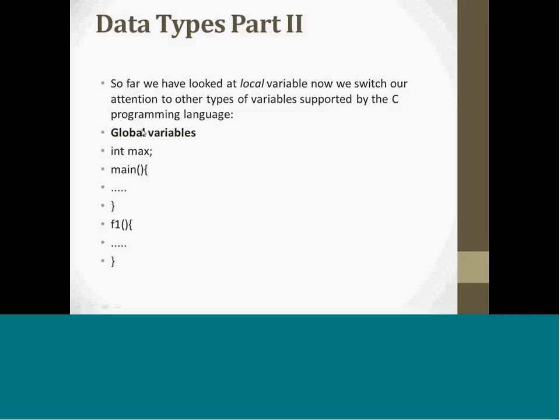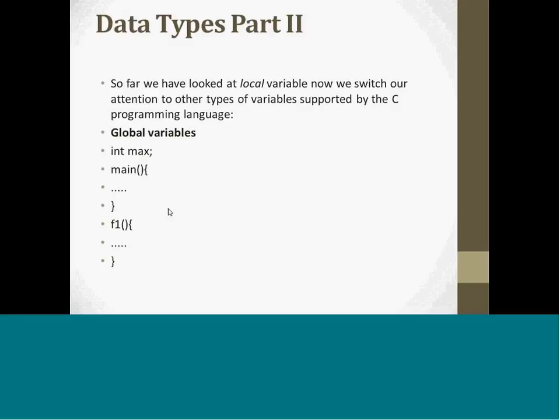Let's look at types again. We have been talking about integer and character variables, but there are other kinds of variables: global and constant types. If a variable is created inside a function, we call it a local variable. On the other side, if a variable is created outside any function, we call it a global variable. Here, int max is created outside the main function and outside function f1, and that's a global variable.